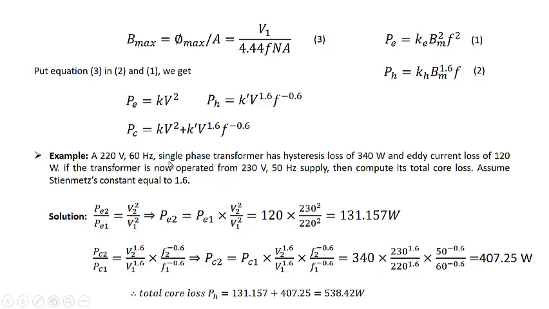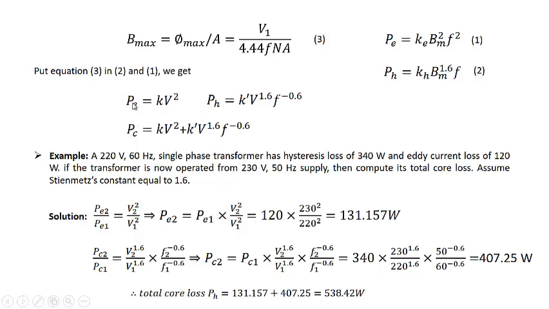A 220 volt 60 Hz single phase transformer has a hysteresis loss of 340 watt and eddy current loss of 120 watt. If the transformer is now operated at 230 volt and 50 Hz supply, then compute its total core loss. Assume the exponent constant to be 1.6. That means we are using this formula.